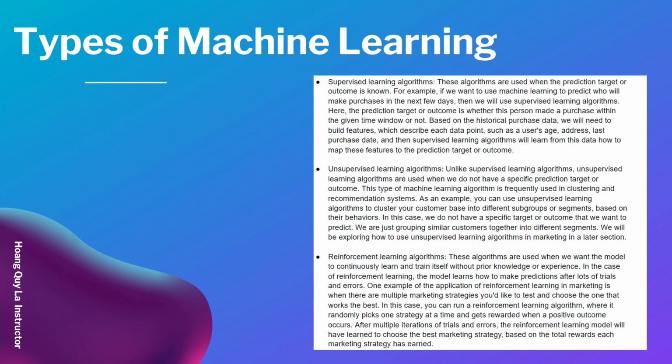In this case, you can run the reinforcement learning algorithm where it randomly picks one strategy at a time and gets rewarded when a positive outcome occurs. After multiple iterations of trial and error, the reinforcement learning model will have learned to choose the best marketing strategy based on the total rewards each marketing strategy has received.